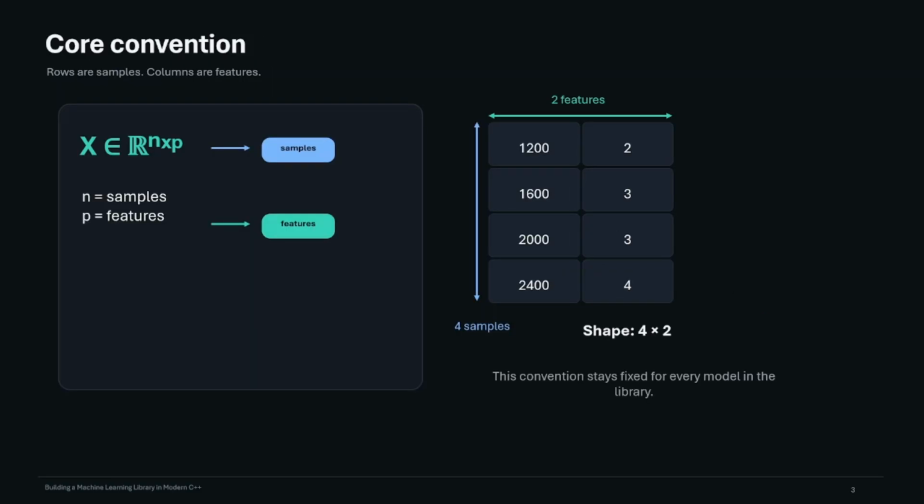Here's some convention. X is in R of samples times features, where the number of samples is equal to the number of rows, and the number of features is equal to the number of columns. So in our X data set, we have four samples with two features.